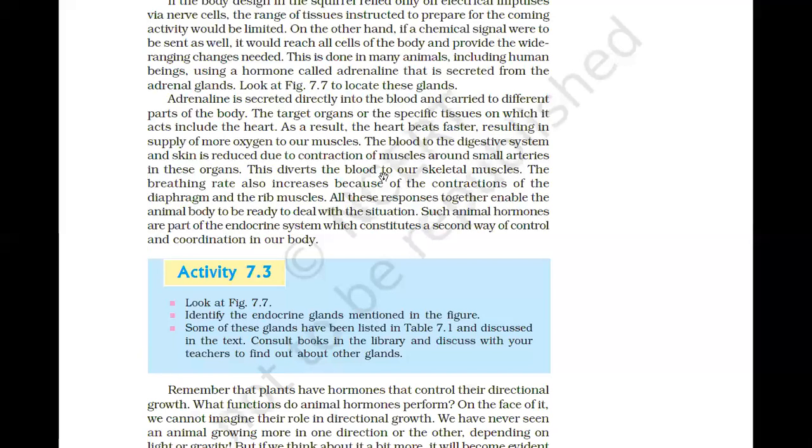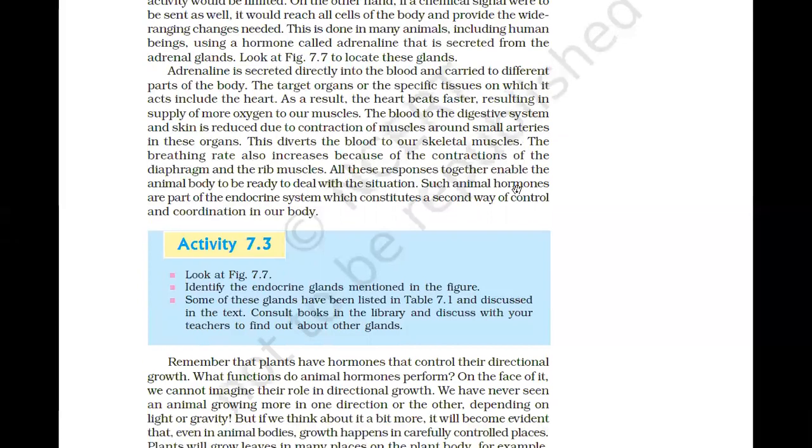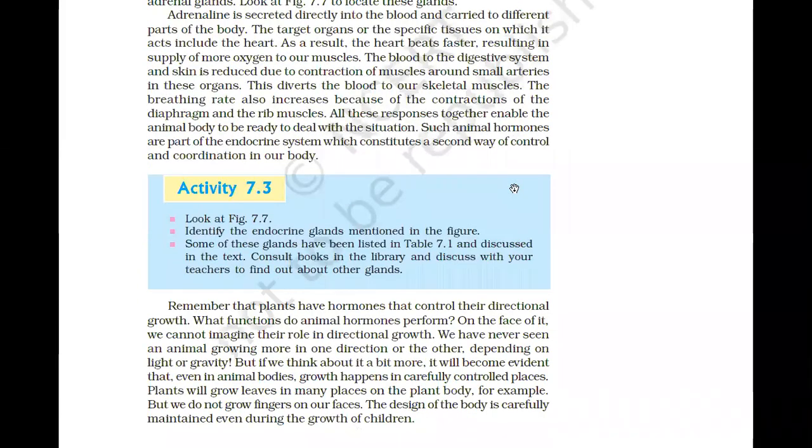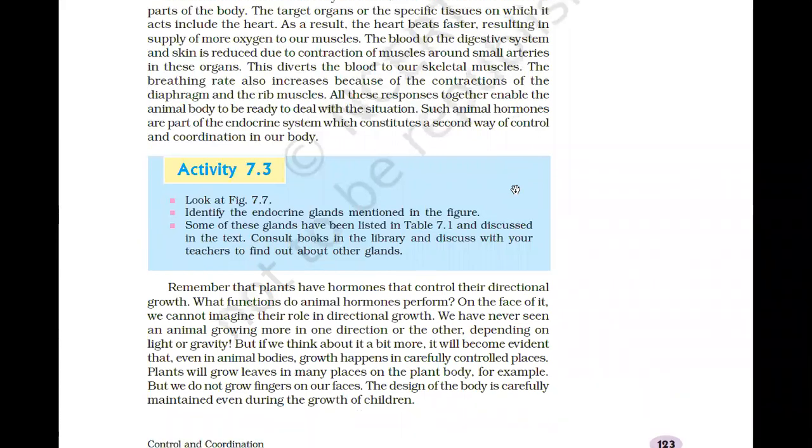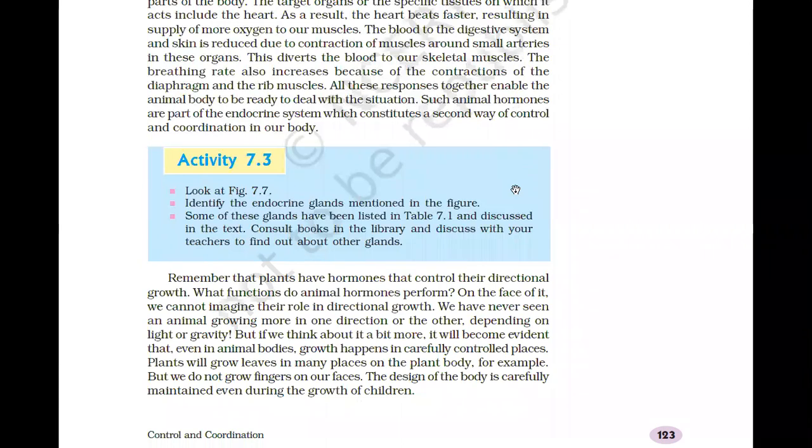The blood to the digestive system and skin is reduced due to contraction of muscles around small arteries in these organs. This diverts the blood to our skeletal muscles. The breathing rate also increases because of the contractions of the diaphragm and the rib muscles. All these responses together enable the animal body to be ready to deal with the situation. Such animal hormones are part of the endocrine system, which constitutes a second way of control and coordination in our body.